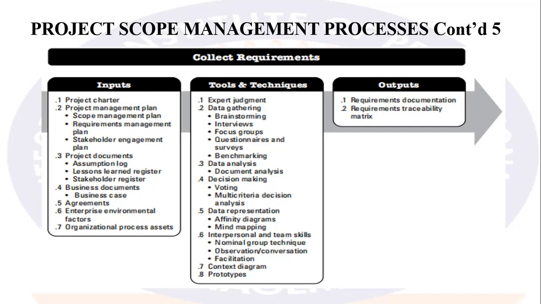Then we have data analysis. All data gathered must be analyzed, whether they are numerical data, lyrical data, or what have you. They must be analyzed. And you analyze documents. Then you have decision making, which will be by voting, the democratic approach, the multi-criteria decision analysis, which will be by democratic versus non-democratic approaches. It could be a combination of democratic versus autocratic, or democratic versus the Delphi approach. Then you have data representation, where you use affinity diagrams and mind mapping, to ensure that what is being collected is well represented.